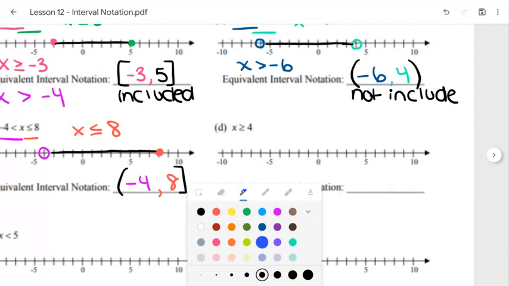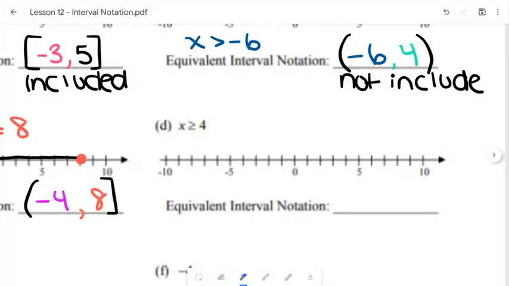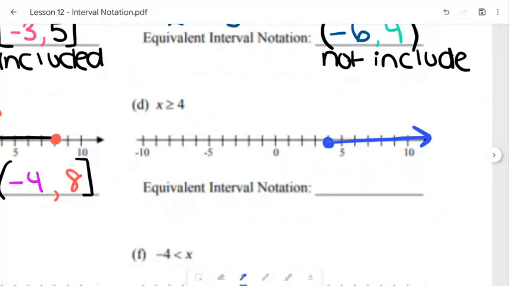So we know x is greater than or equal to 4. So I'm going to go to 4 and close my circle in. Remember, we can shade to the right because it's all greater than or equal to that. And we're good. So it's going to be a little bit different now when we write the inequality.